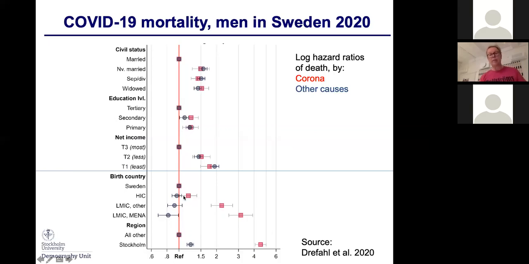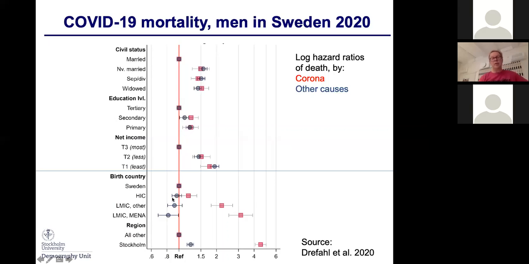And for migrants, we have this very intriguing pattern that for general mortality, we have lower mortality for people from different countries. And this abbreviation stands for high-income countries, low and middle-income countries in general, and low and middle-income countries from the Middle East and North Africa.